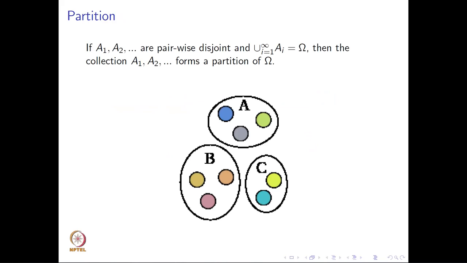If events A1, A2, A3 and so on are pairwise disjoint and the union of the sequence of events gives rise to the sample space, then the collection A1, A2 and so on is said to form a partition of the sample space omega. This is illustrated in the figure below.